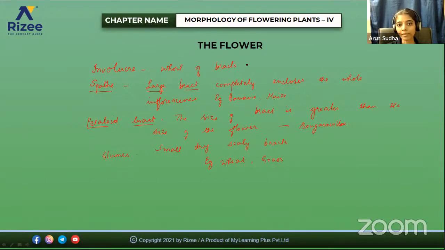So there are different types of bracts like involucre, spathe, petaloid bract, and glumes. So involucre is nothing but the whorl of bracts, and spathe is the type of large bract which completely encloses the whole inflorescence. Example, banana and maize. And petaloid bract, the size of the bract is greater than the size of the flower. Example, bougainvillea. And glumes, small dry scaly bracts are called glumes. Example, wheat and grass. So these are some of the modified forms of bracts.